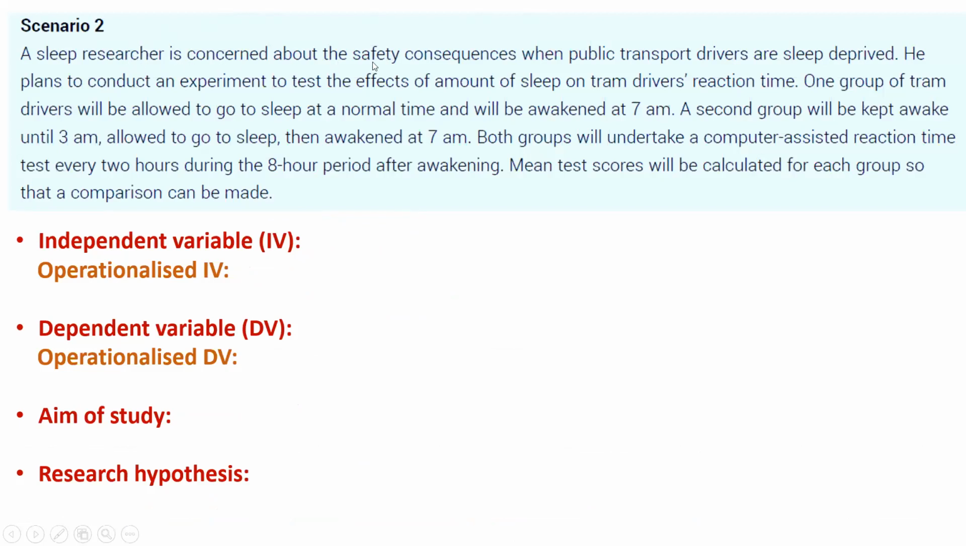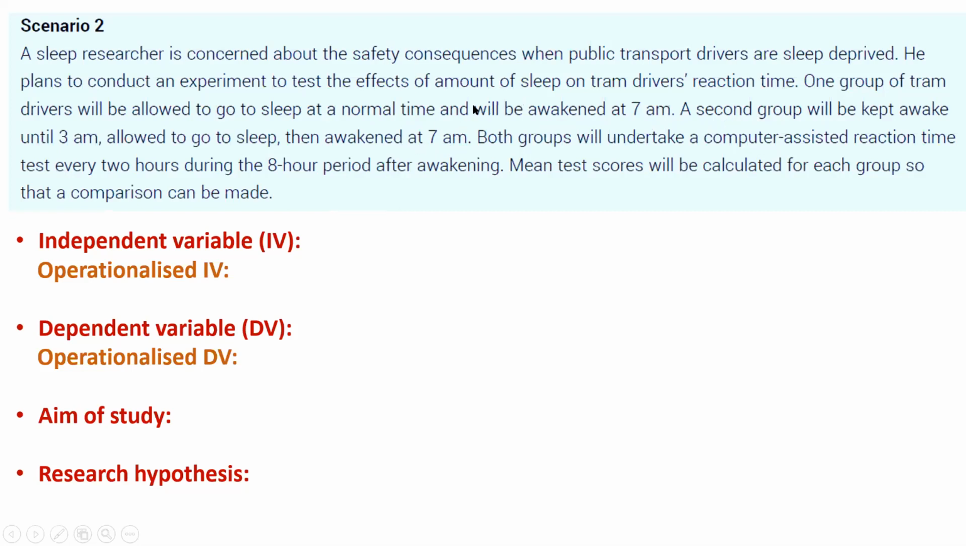A sleep researcher is concerned about the safety consequences when public transport drivers are sleep deprived. He plans to conduct an experiment to test the effects of amount of sleep on tram drivers' reaction time. One group of tram drivers will be allowed to go to sleep at a normal time and will be awakened at 7 a.m. A second group will be kept awake until 3 a.m., allowed to go to sleep, then awakened at 7 a.m. So you can see that there are two clear groups here.